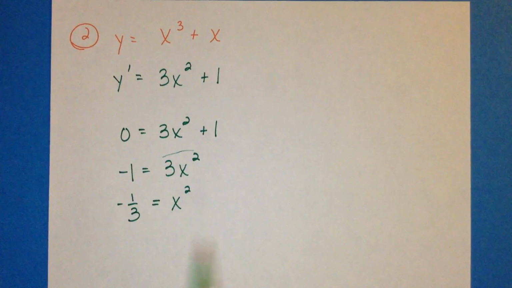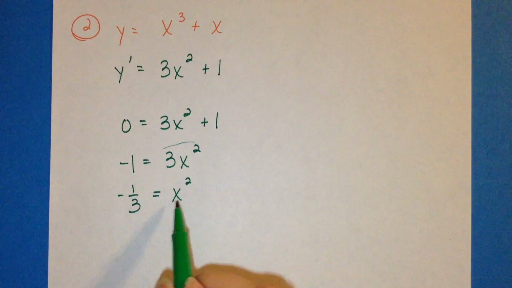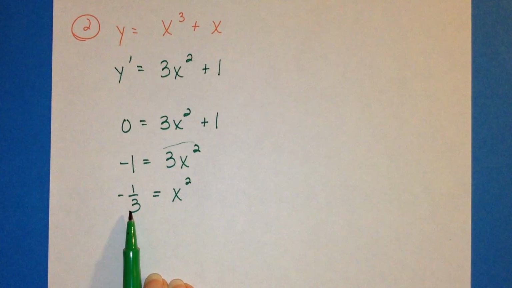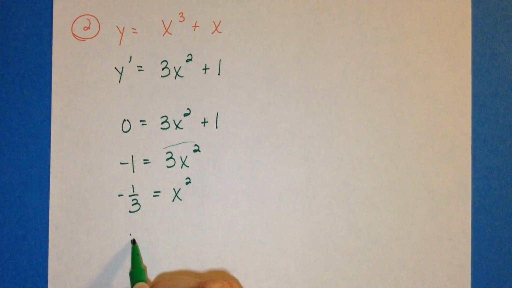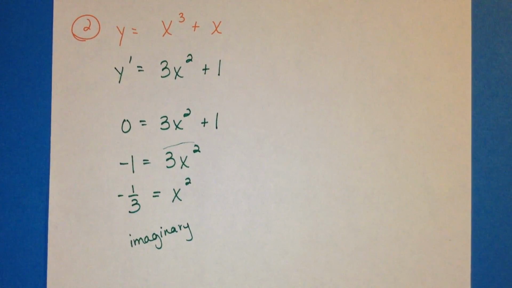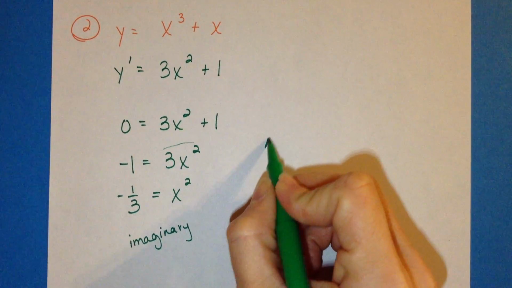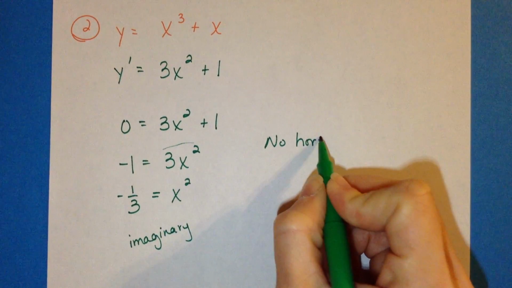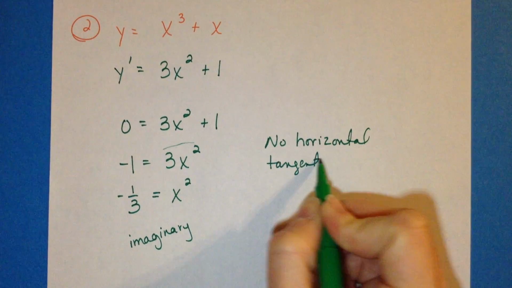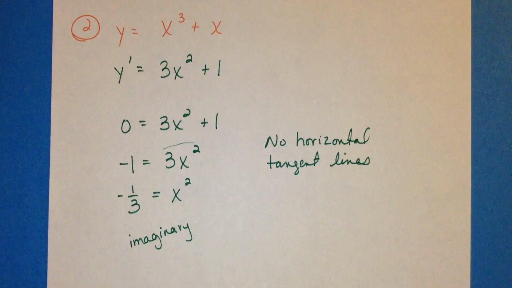And then take the square root of both sides. Now, when you go to take the square root of both sides, you don't have to worry about doing all the details to complete this, because you're going to take the square root of a negative, which is going to give you imaginary, and that would indicate that you actually don't have any tangent lines that are going to be horizontal. So this would be no horizontal tangent lines is what you're dealing with here.